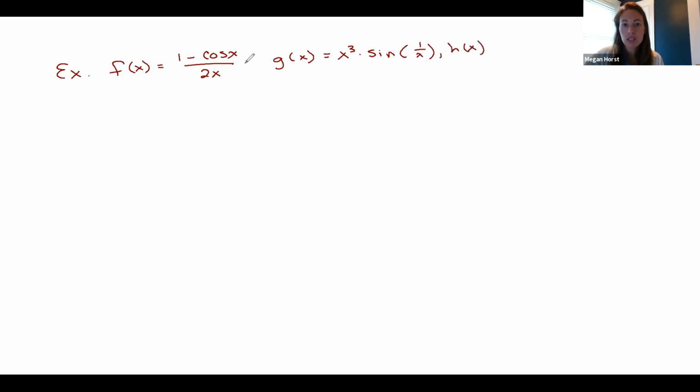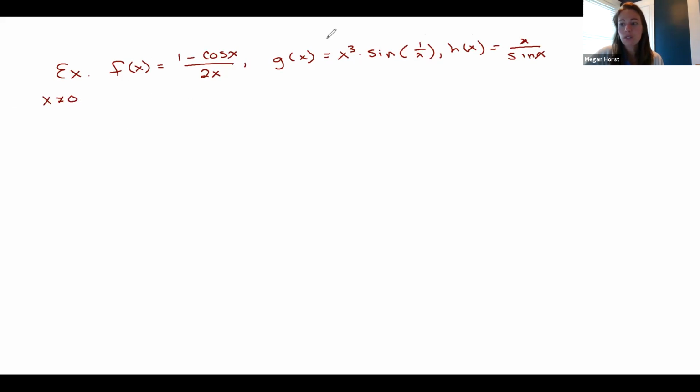All right, for our last type of problem, and you're going to practice all of these types immediately after, we are going to let f of x be equal to 1 subtract cosine of x all over 2x. We're going to let g of x equal x cubed times the sine of 1 over x. And we're going to let h of x equal x over sine of x. And for all of these, we're stating that x cannot equal 0.